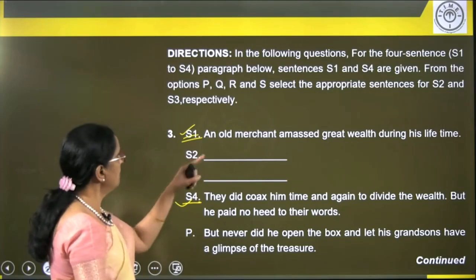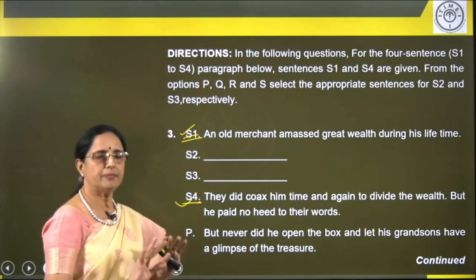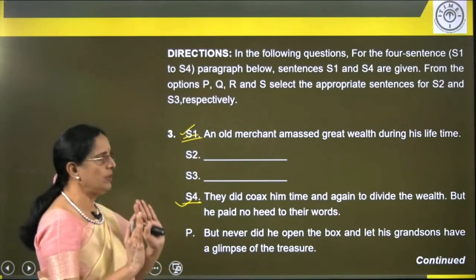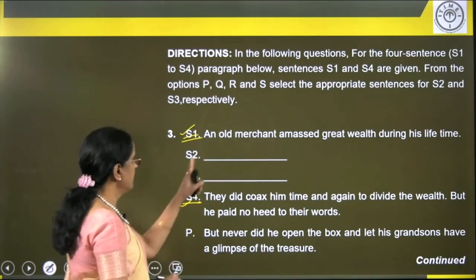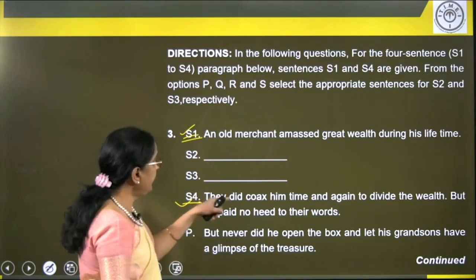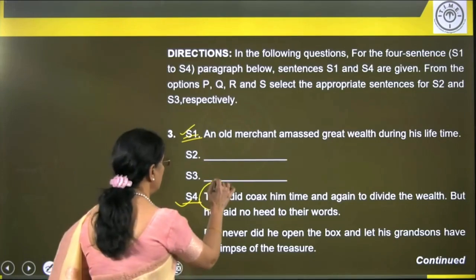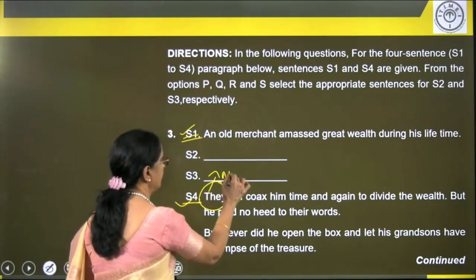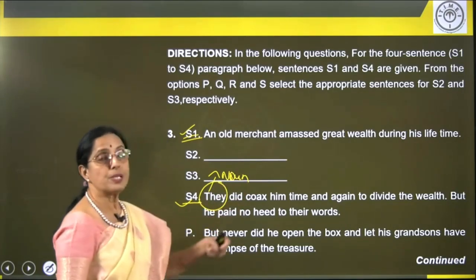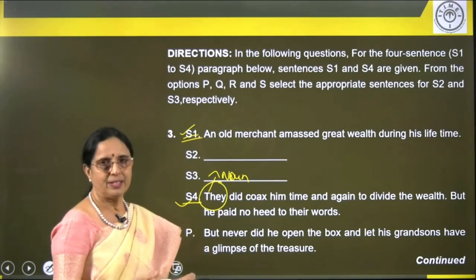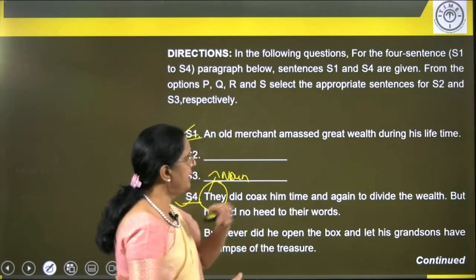Ready? An old merchant accumulated great wealth during his lifetime. Very good. So this is about an old merchant who got so much wealth. They did coax him time and again. Who are they? You should know who they are. So you have to find the noun here. This is a pronoun. They did coax him. Coax him is what? Persuade him, request him repeatedly, time and again, to divide the wealth.